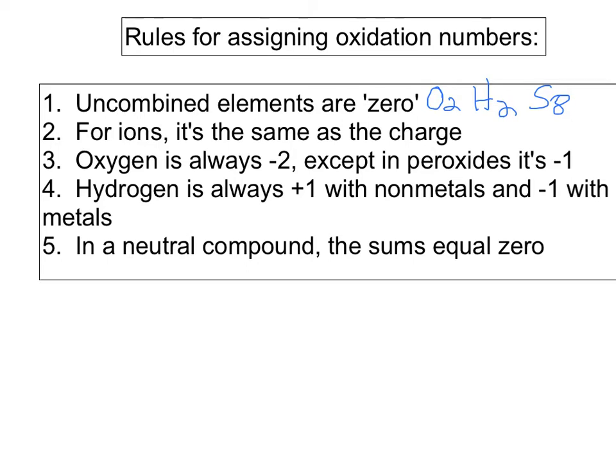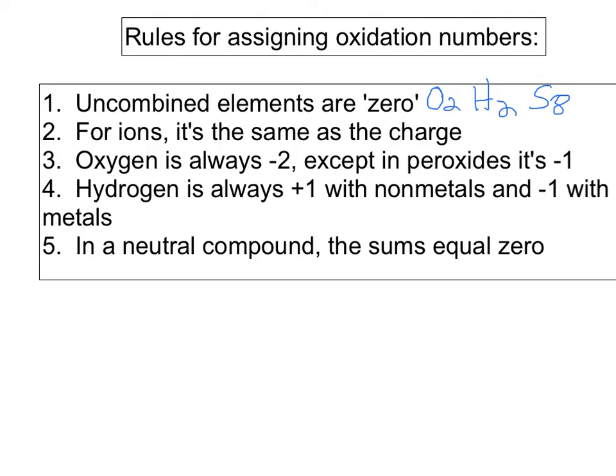The second rule, if we're talking about an ion, the oxidation number will be the same as its charge. Rule number 3, oxygen is always going to be an oxidation number of -2, unless it's a peroxide, in which case it would be -1.